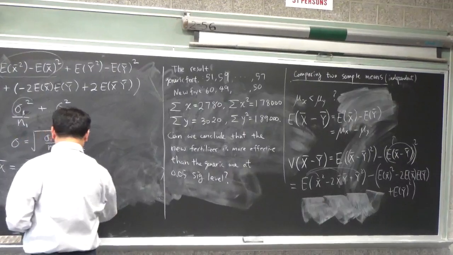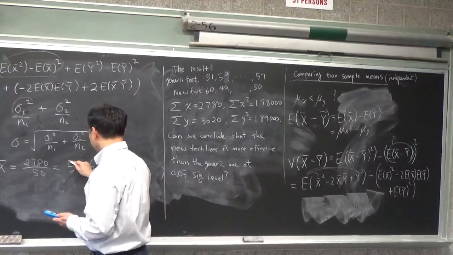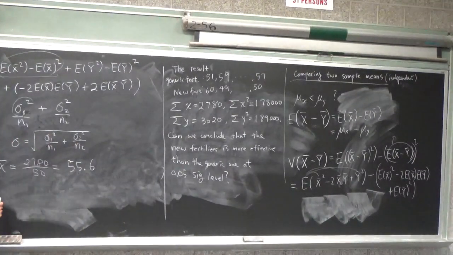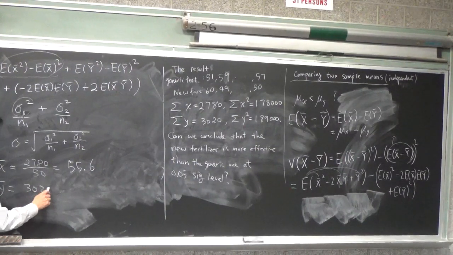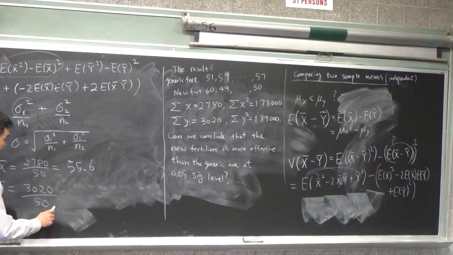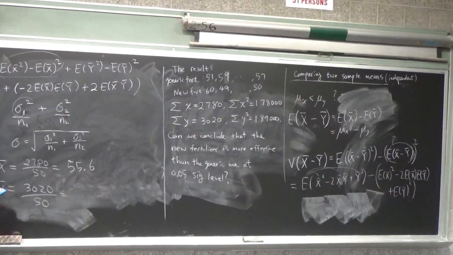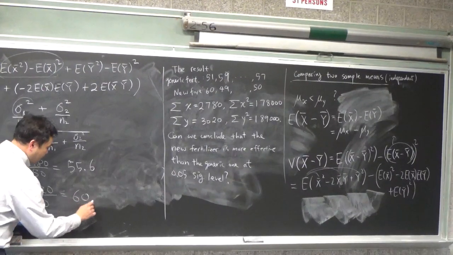It's 55.6. And then y bar would be 3020 divided by 50, which is 60.4.